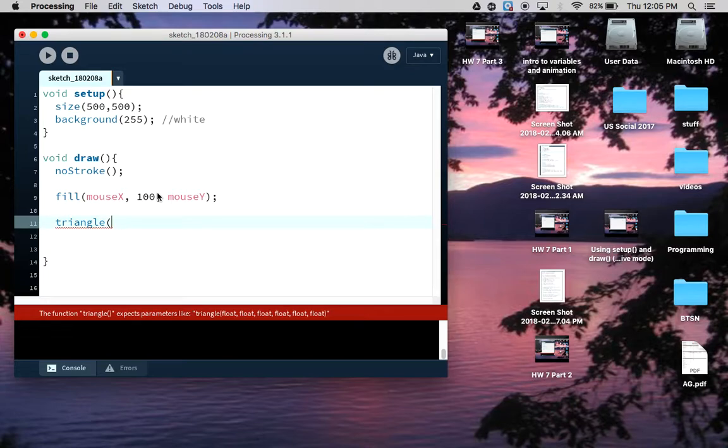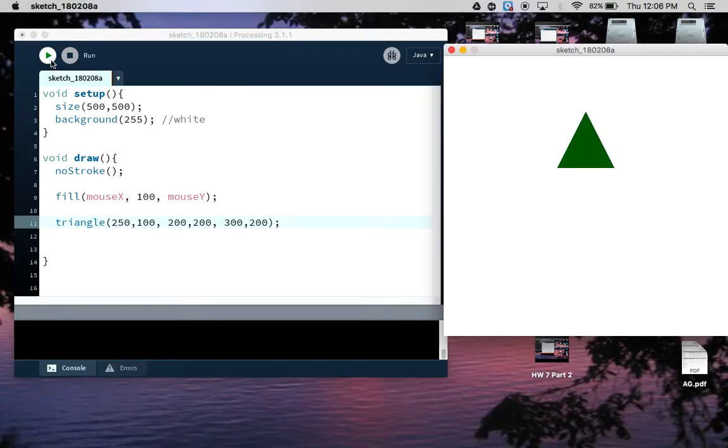So I'm going to say that first top middle vertex is at 250, let's say 100. And then I want the left lower vertex to be at 200, so 50 pixels to the left. And let's say 200 again, so 100 pixels lower. And then the right lower vertex to be at 300, 200. So if this vertex is 50 pixels to the left of the middle one, then this vertex is going to be 50 pixels to the right. The y values, on the other hand, we want them to be at the same level to make that isosceles triangle. So it will look like this.